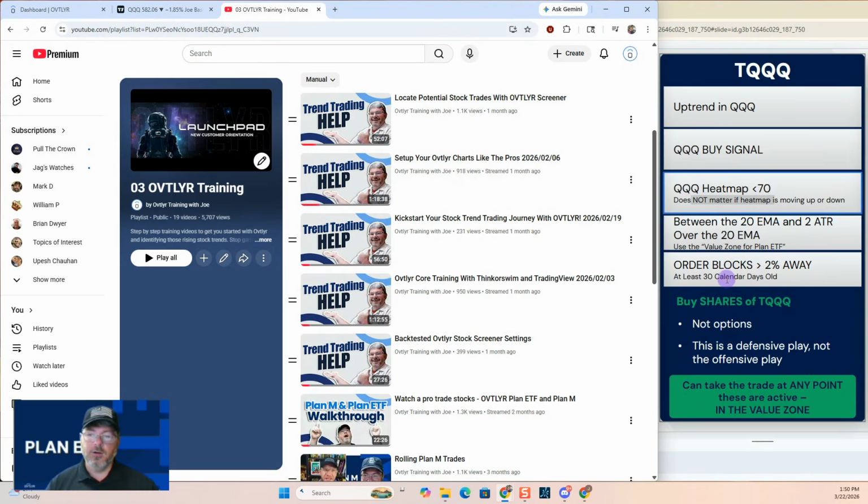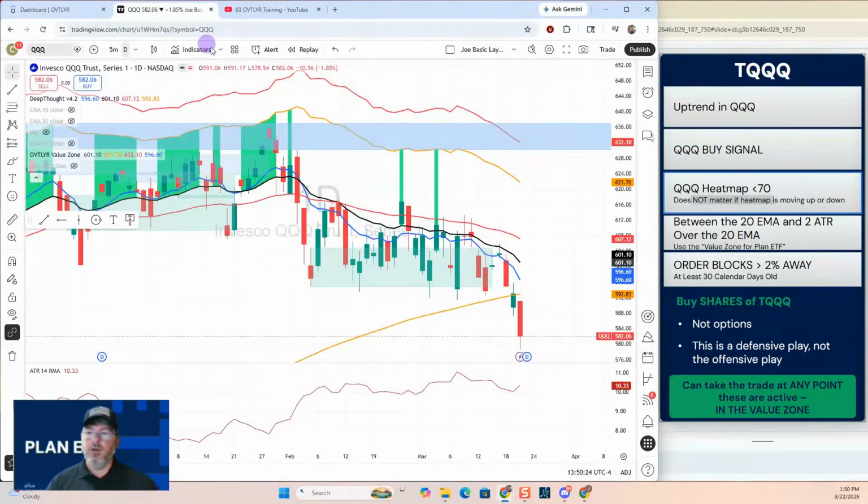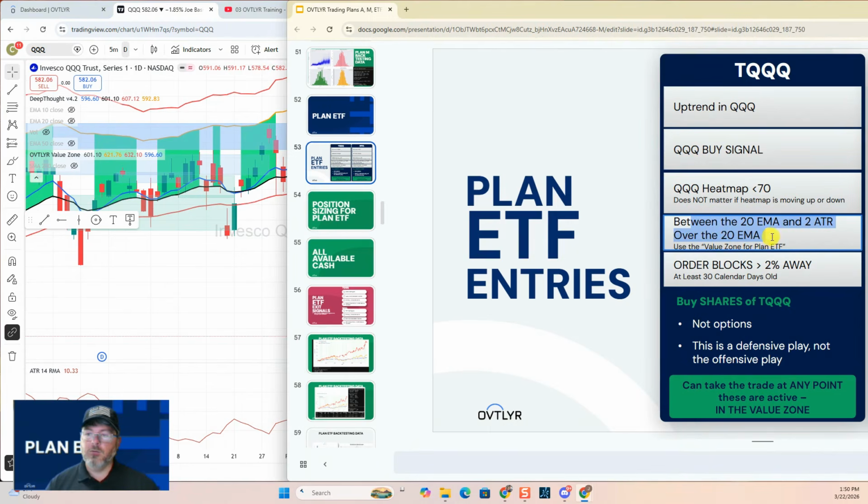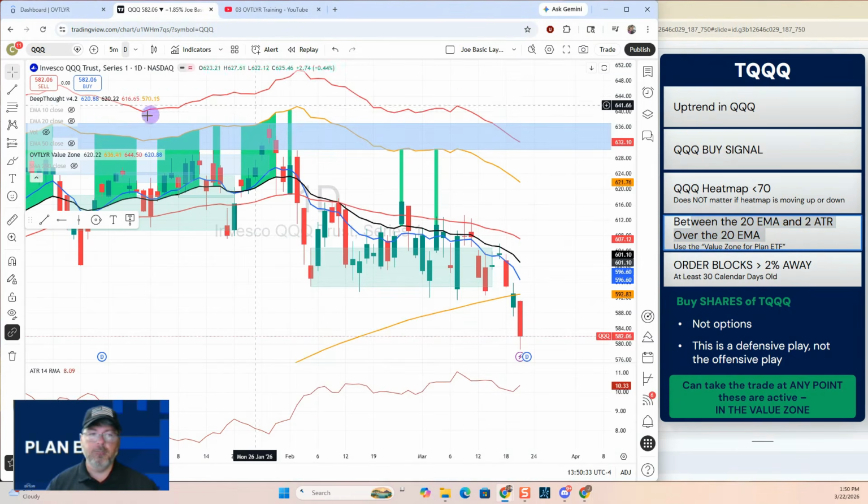Pro tip, we're going to need to be worried about order blocks. So we're going to need both of those indicators, and this video shows us how to get it. Okay. We are concerned about being between the 20 EMA and 2 ATR over the 20 EMA. So we need to make sure we have the value zone listed. You need to hit this show/hide button and it needs to be shown.